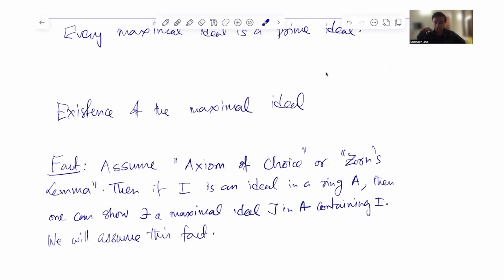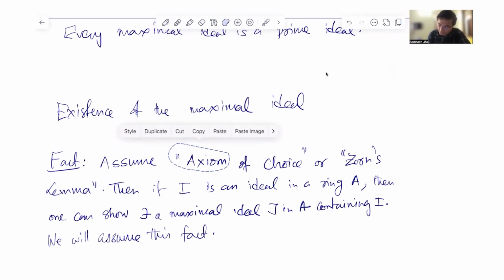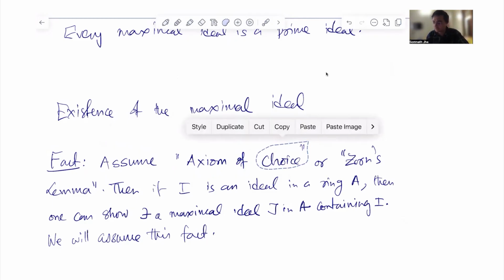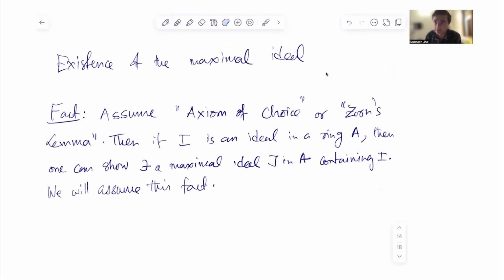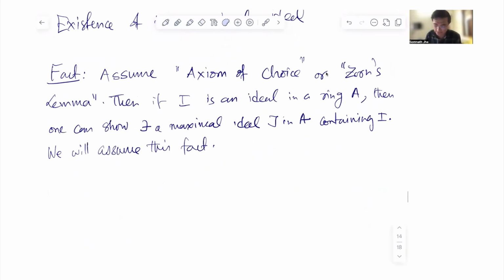If you assume this axiom, these are technical tools from set theory. If you assume the axiom of choice or Zorn's lemma, then if I is an ideal, you can show that there exists a maximal ideal containing I. So we'll assume this fact: if I give you an ideal and a commutative ring, then there is a maximal ideal containing that ideal.